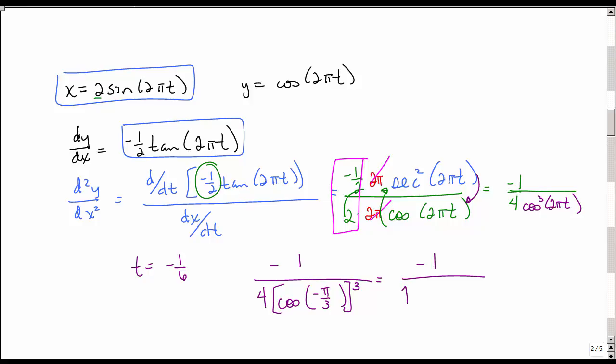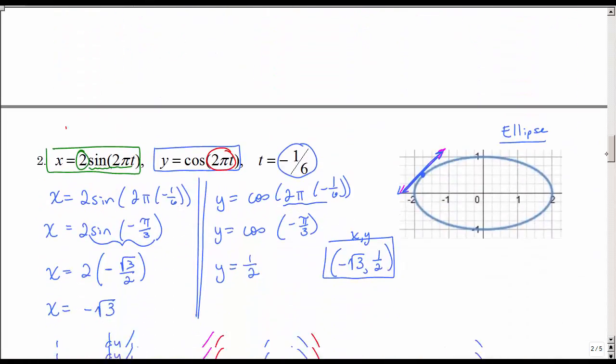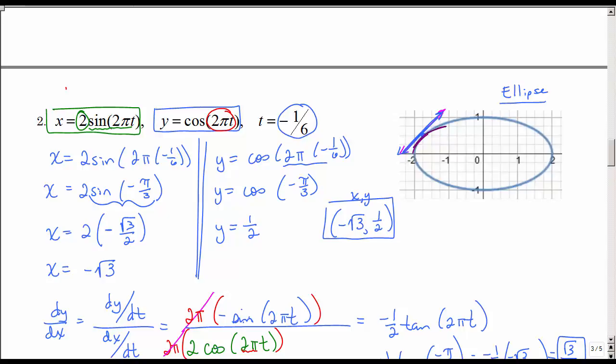So I have negative 1, 4, and then the cosine of negative pi over 3, remember, was 1/2. So that's 4 times 1/8. That's negative 1. 4 over 8 is 1/2. Dividing by a fraction, multiply by a reciprocal, is negative 2. So what does that tell you about the concavity at that given point? It says it's negative. And sure enough, it is concave down. The graph does verify the calculus.